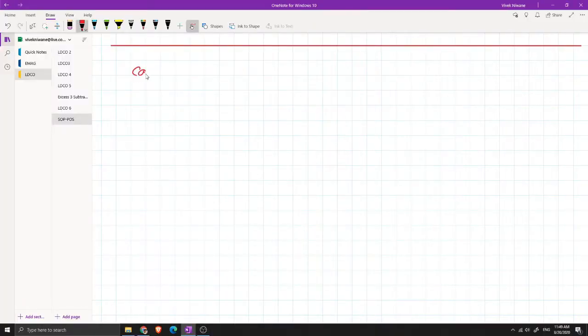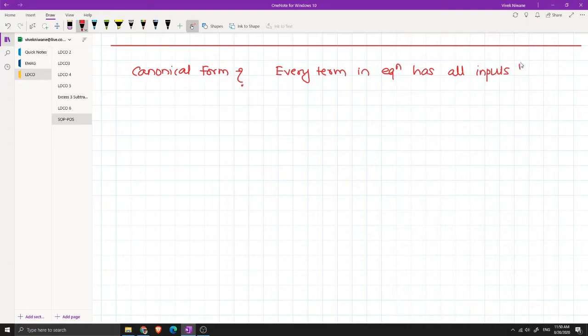Another term to be understood is canonical form. So what is canonical form? It means every term in the equation has all inputs. If we have a function of A B C, that means 3 inputs, then we can have an output equation like A B bar C plus A bar B C plus A B bar C bar.